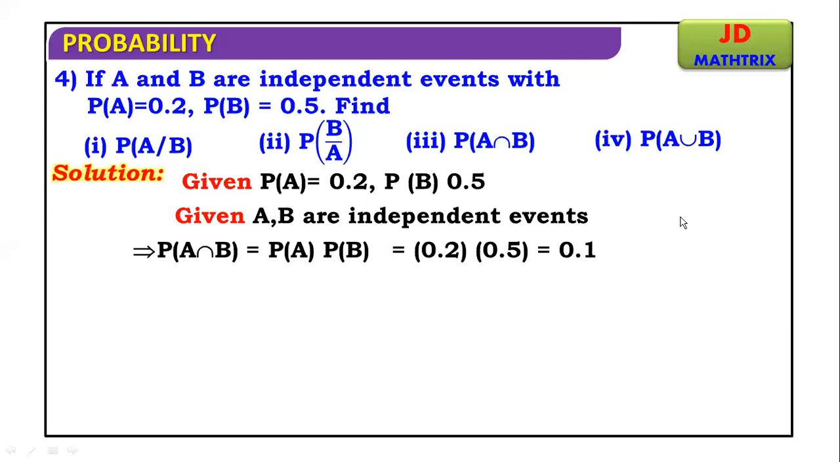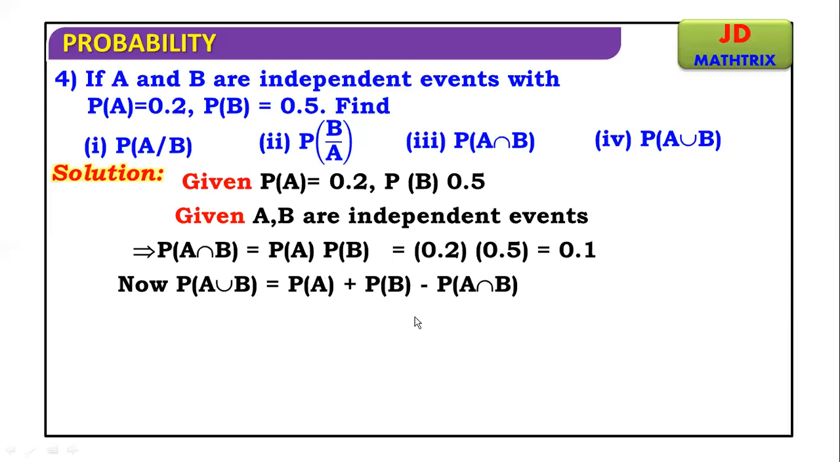Now let us calculate P of A union B. That is P of A plus P of B minus P of A intersection B. So that is 0.2 plus 0.5 minus 0.1. So 0.7 minus 0.1 is 0.6. That is the value of P of A union B.